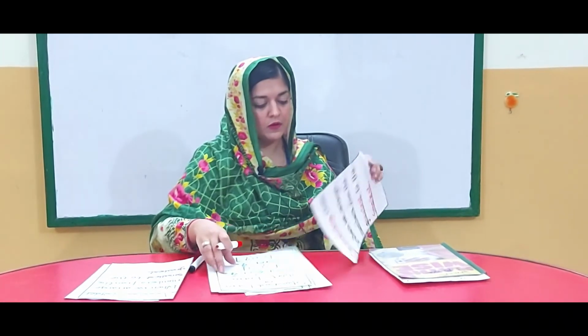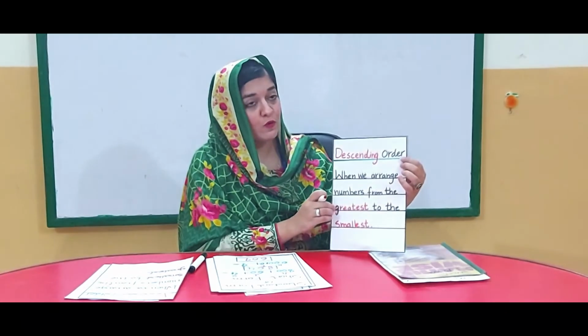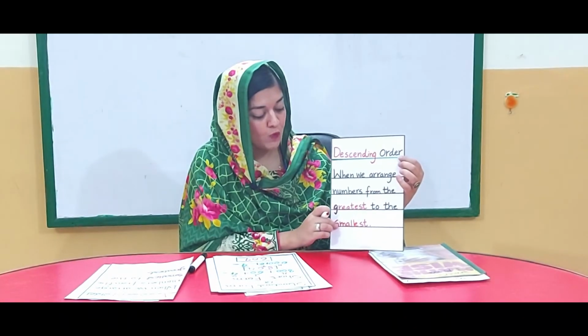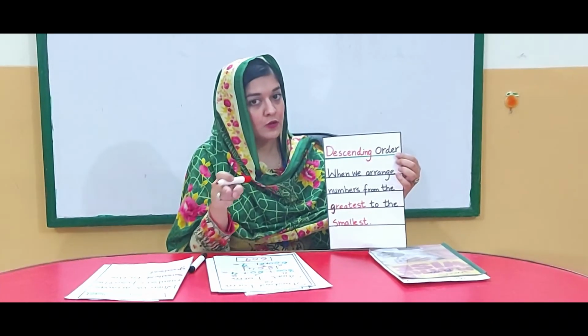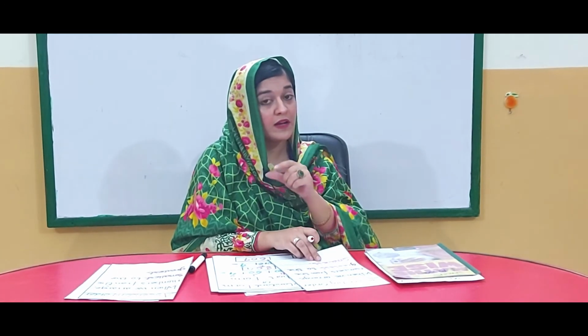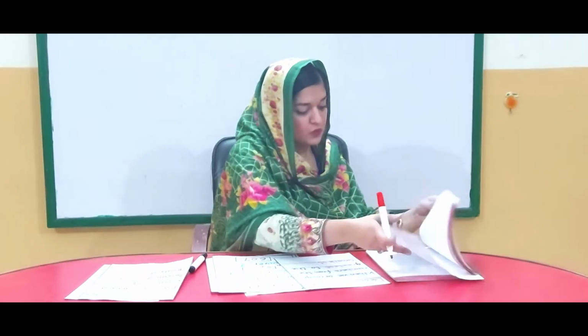Now move towards the descending order. What is descending order? Let me remind you again. When we move from the greater to the lower numbers, that series is descending. For example, 10, 9, 8, 7, 6. I am going towards the lower numbers. From the greater number, I am moving towards the lower number. Clear?